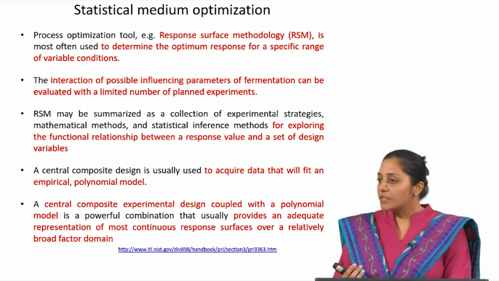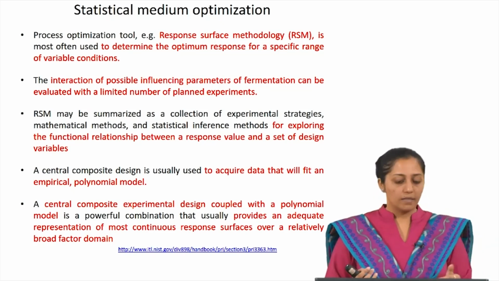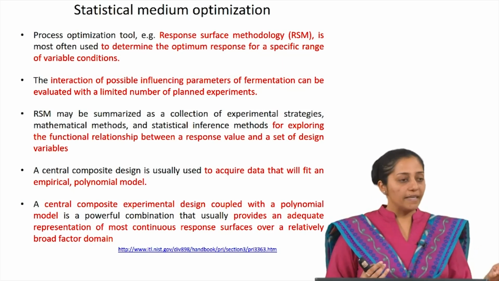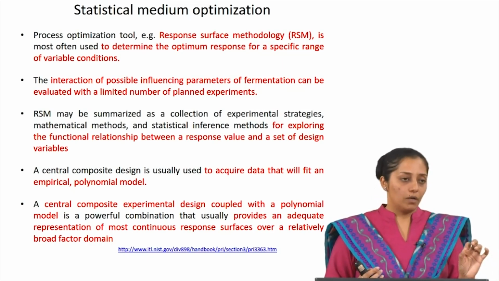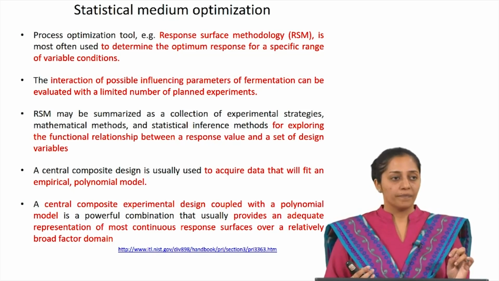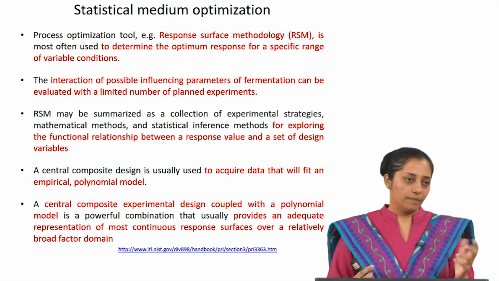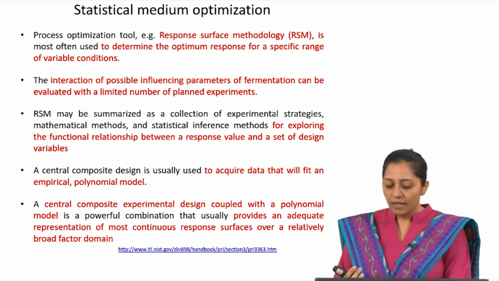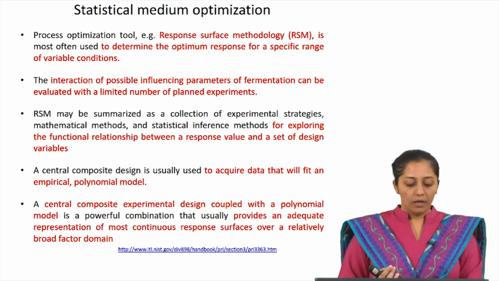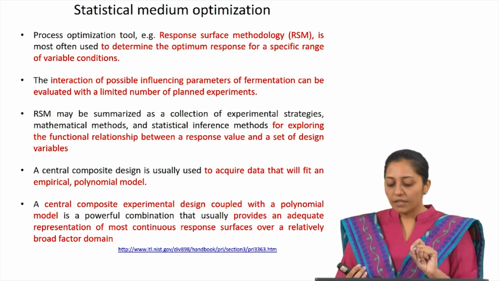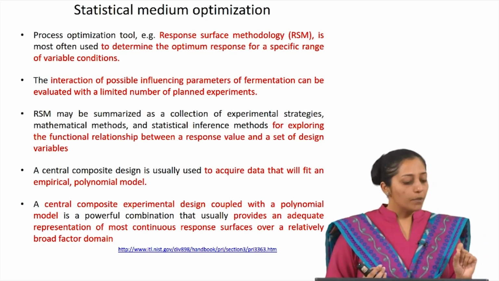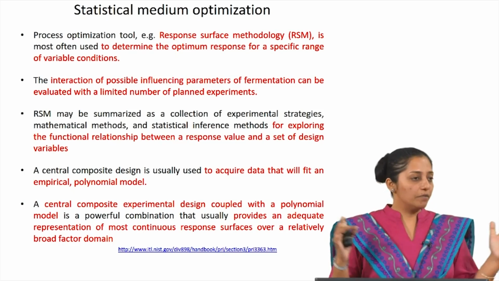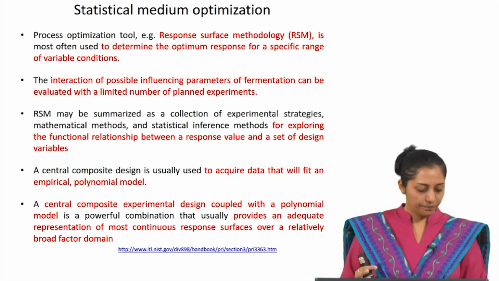Now, a central composite design, which is one of the tools in RSM, is usually used to acquire data that will fit an empirical polynomial model. Empirical means there is no scientific basis to it. A central composite experimental design coupled with a polynomial model is a powerful combination that usually provides an adequate representation of most continuous surfaces over a relatively broad factor domain.